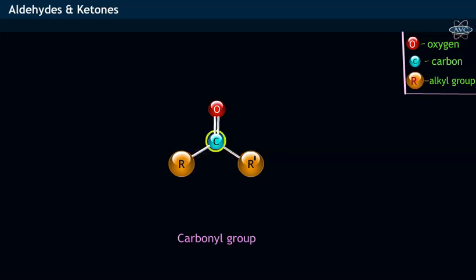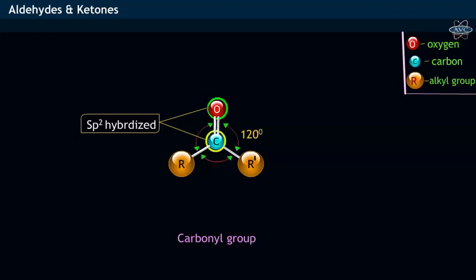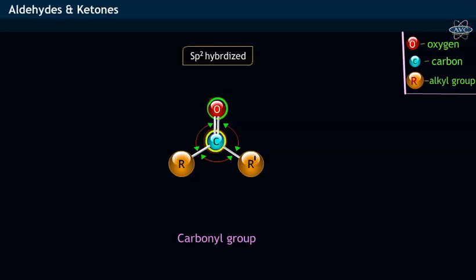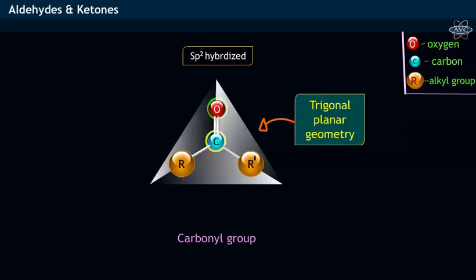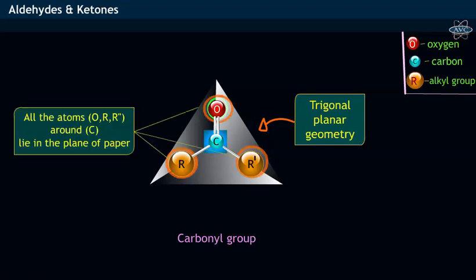Both the carbon and oxygen of carbonyl group are sp2 hybridized and have a bond angle of 120 degrees. As both the atoms of carbonyl group are sp2 hybridized, the carbonyl group possesses a trigonal planar geometry. Here, all the atoms or groups around carbon atoms lie in one plane, that is, in the plane of paper.